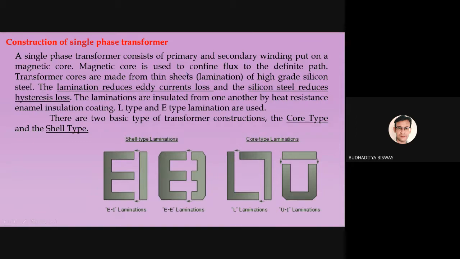So the magnetic core is used to confine flux to a defined path. Transformer cores are made from thin sheets of high grade silicon steel. They are called laminations.